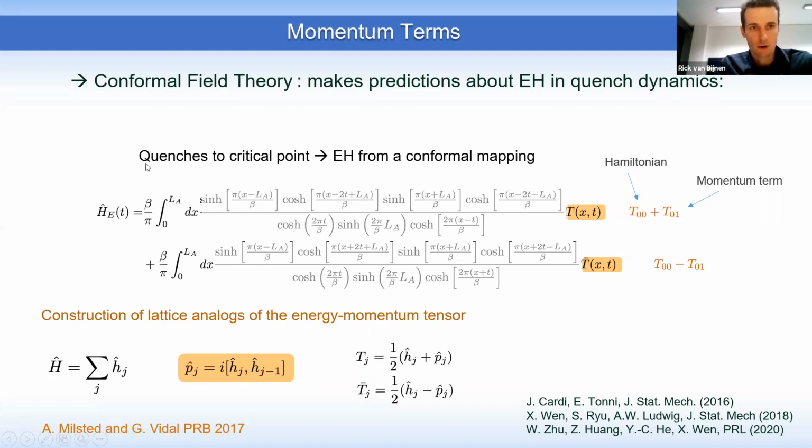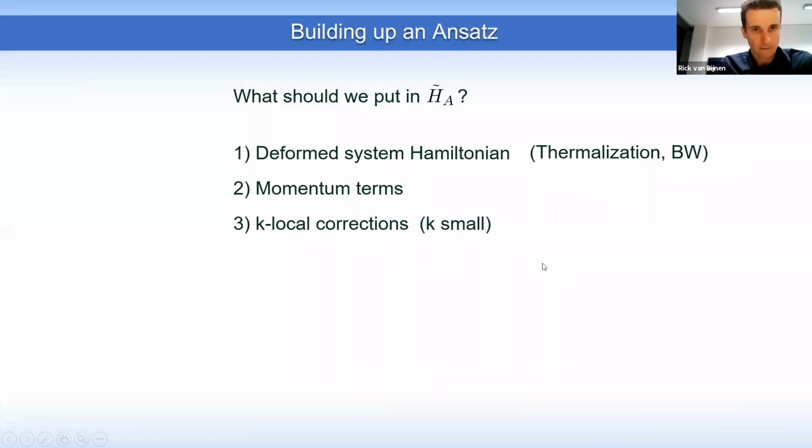So they were able to show that you can find an exact expression, which is basically the spatially deformed system Hamiltonian, times a momentum term with a spatially dependent prefactor. So we can say, okay, in certain circumstances, we know it has to be like this, that these extra momentum terms should probably also be added.